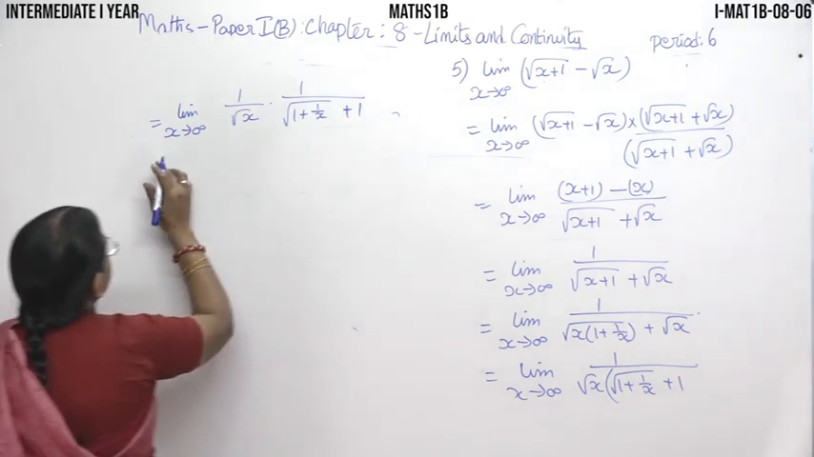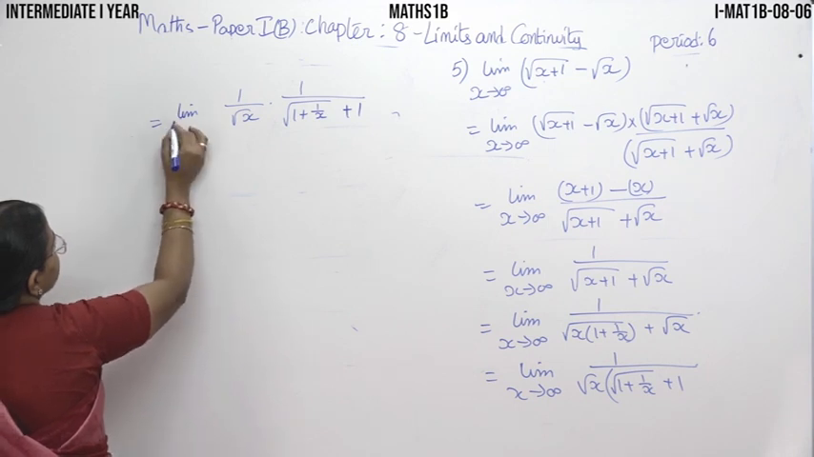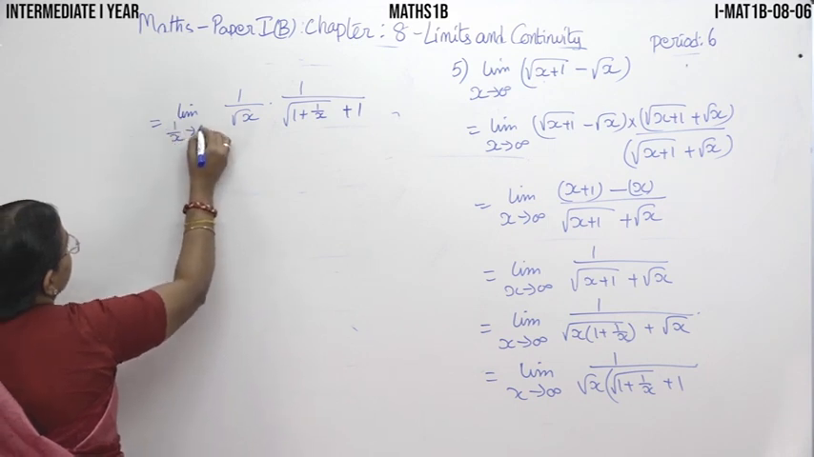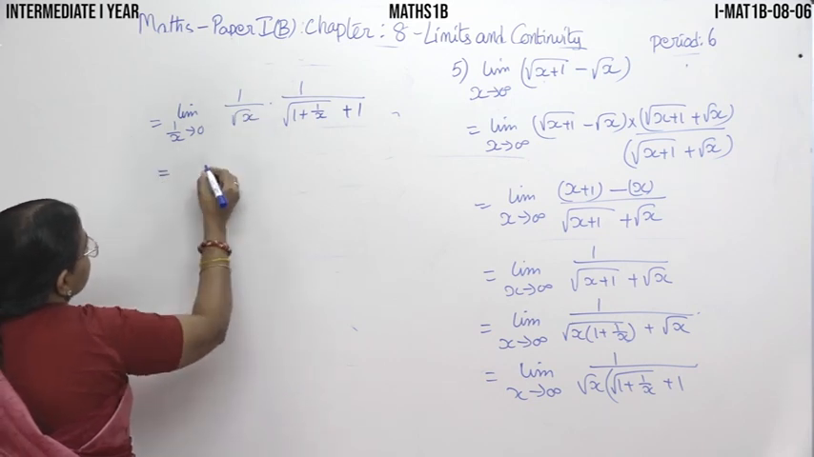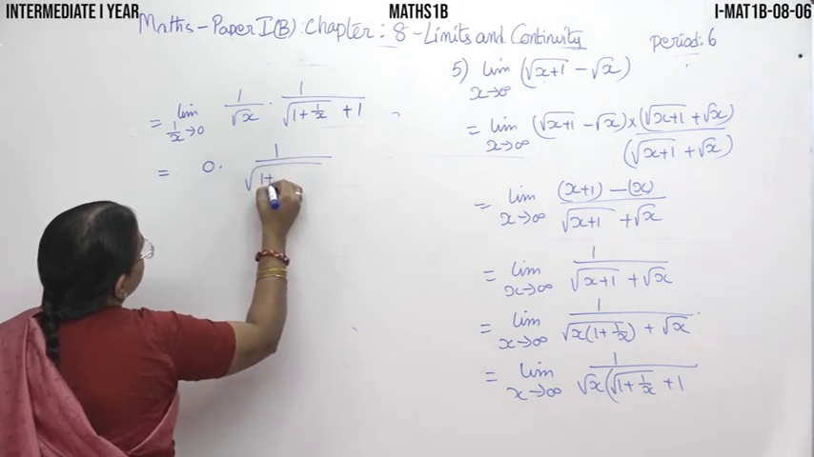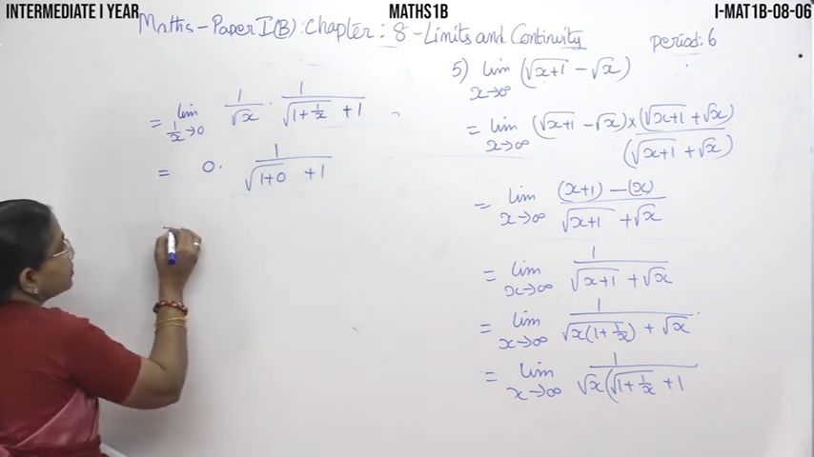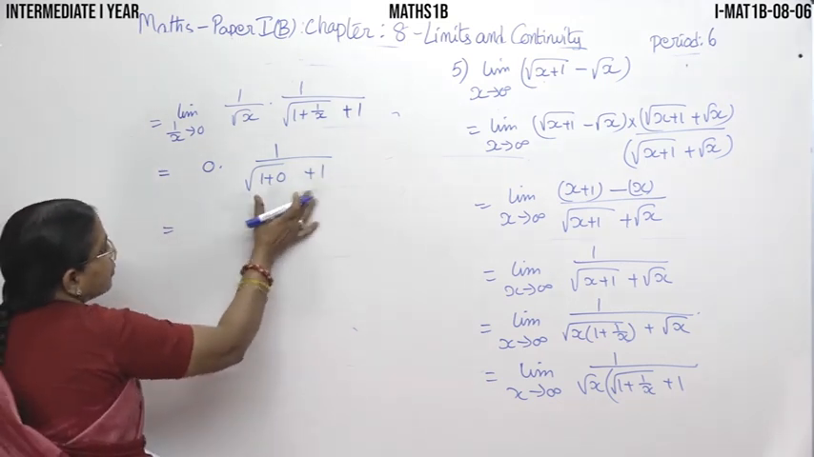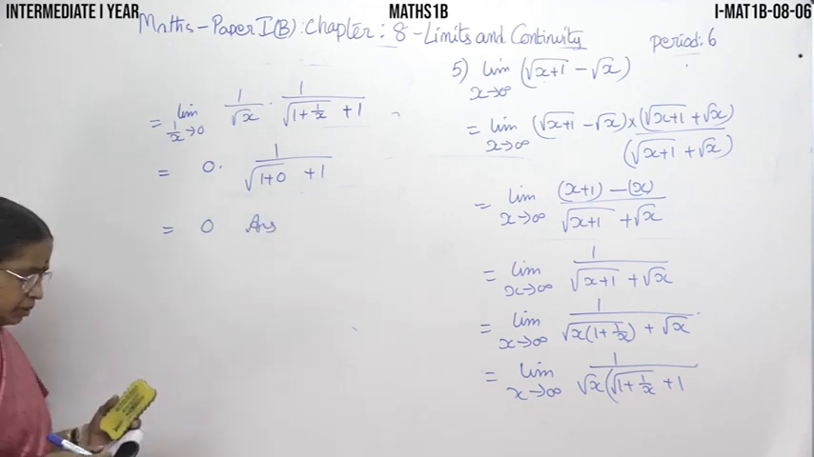As x tends to infinity, 1 by x tends to 0. X tending to infinity will change to 1 by x tending to 0. So 1 by root x also tends to 0. So this is equal to 0 into 1 by root of 1 plus 0 plus 1. So 0 into any finite number is equal to 0. So like this you can do the problem.